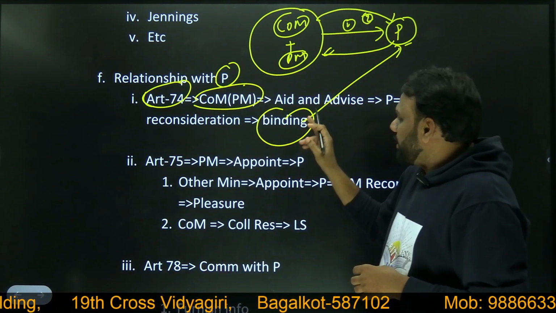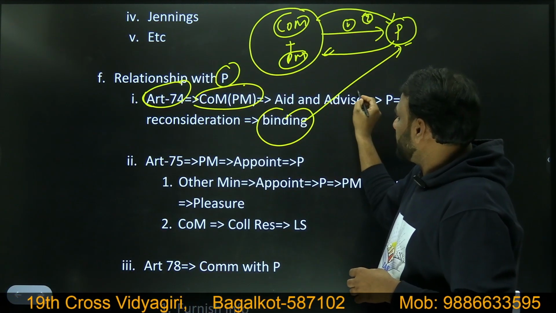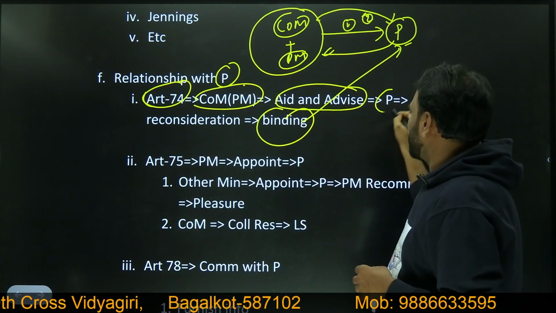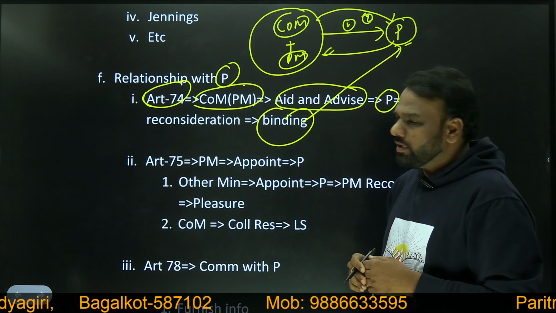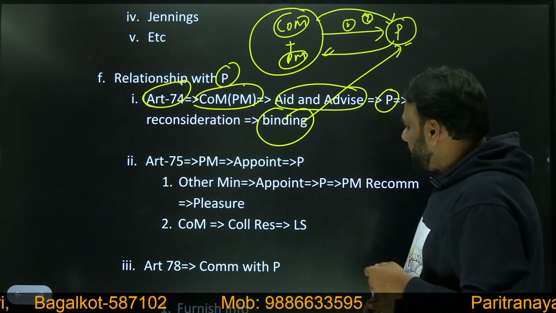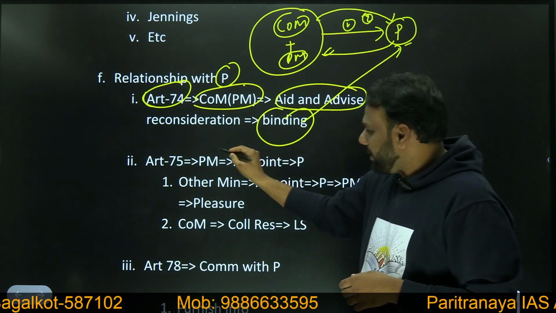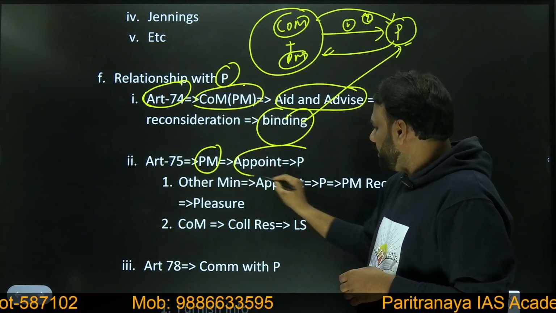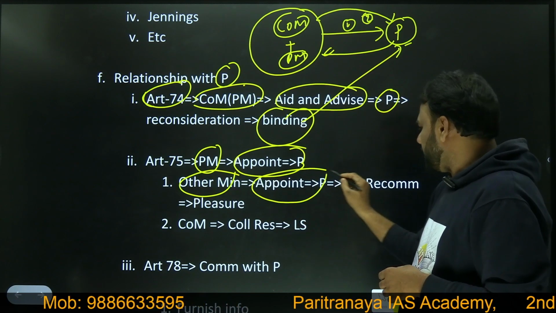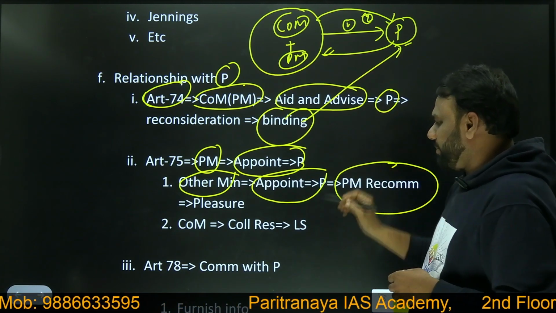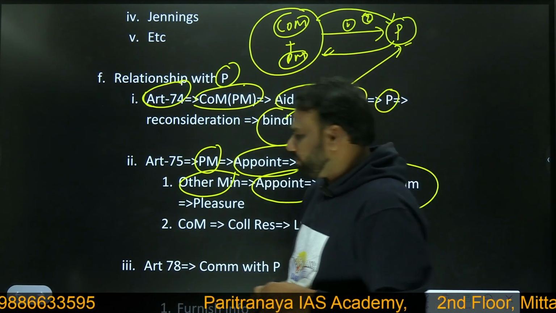So the Council of Ministers headed by the Prime Minister will aid and advise the President. Whatever advice they give to the President, the President has to act accordingly. Next, we have also seen that the Prime Minister is appointed by the President, and other ministers are appointed by the President based on the recommendations of the Prime Minister.